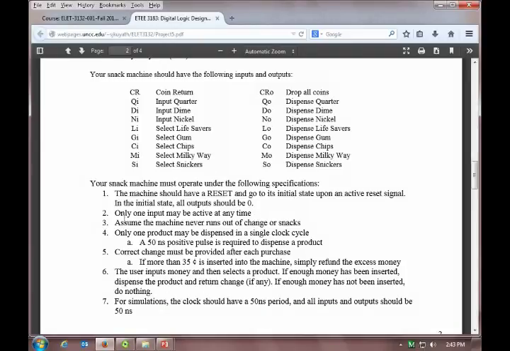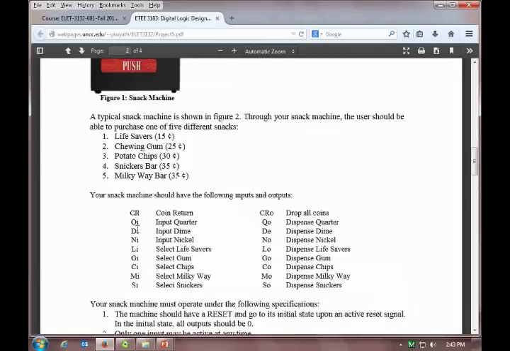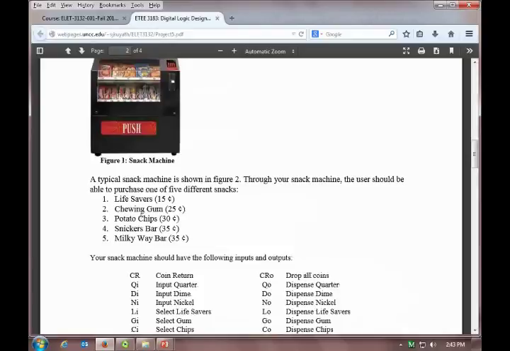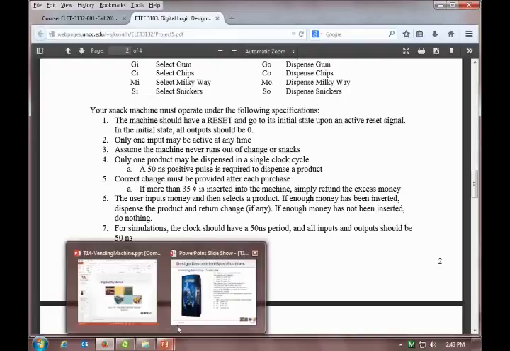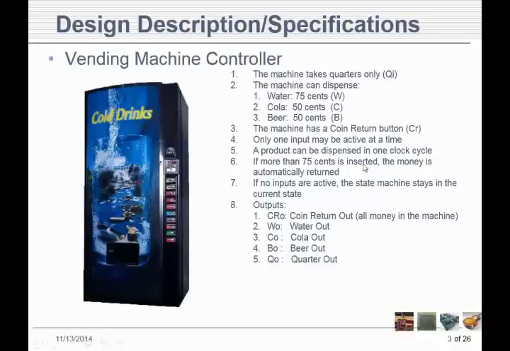Okay, your project, if you should choose to do this one, also says only one input may be active at a time. That's extremely important to keeping this particular state machine simpler. If you could have a whole bunch of inputs active at one time, that would make it a lot harder. But think the way a vending machine upstairs would work.